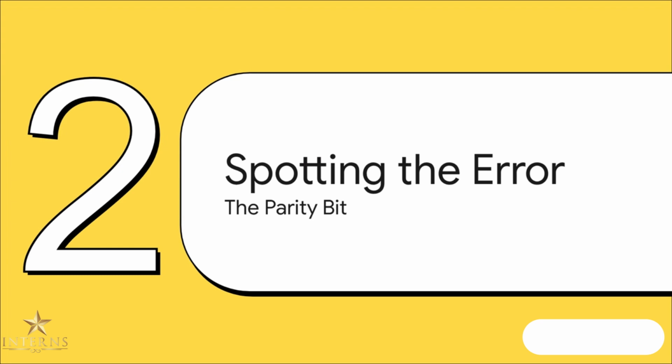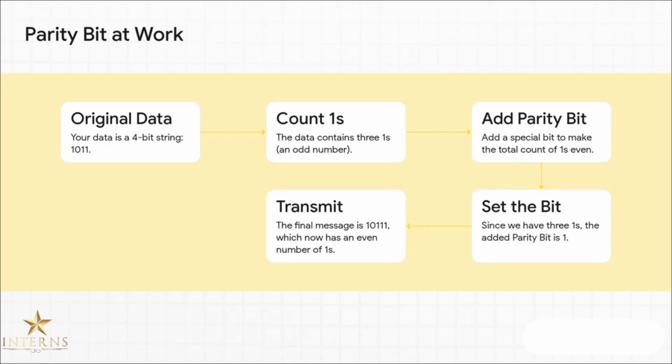All right, let's start with that first level of defense, just spotting the mistake. We're going to look at the simplest, most fundamental tool in the toolbox. It's called the parity bit. So check out how simple yet smart this is. Let's say we want to send the data 1011. Before we send anything, we both agree to a rule: even parity. All that means is the total number of ones we send has to be an even number, always.